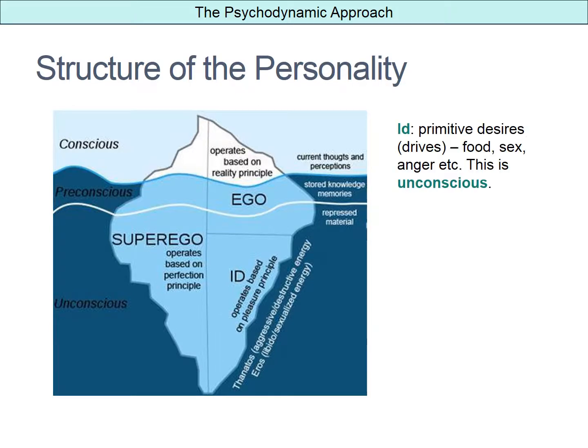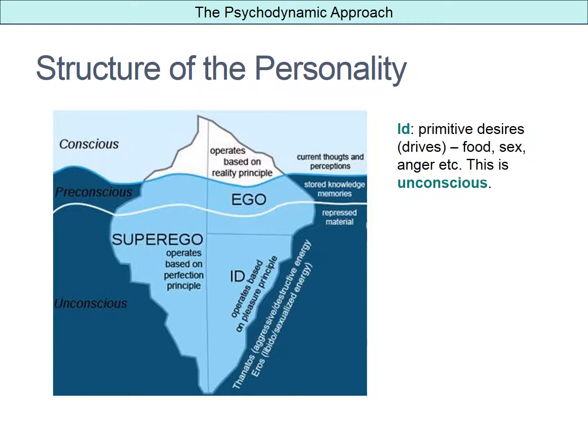Now, the id is very primitive. So it contains within it two drives: thanatos, which is the drive to die, the aggressive drive. It has all of our negative energy in it. And eros, which is the drive to live. So it has all of our positive energies in it, things like the libido. Now, the id is entirely unconscious. So all of these drives and desires that we have, we are not consciously aware of.